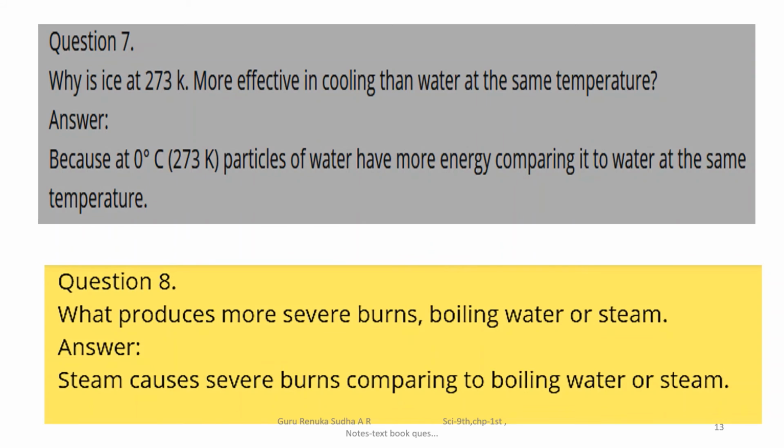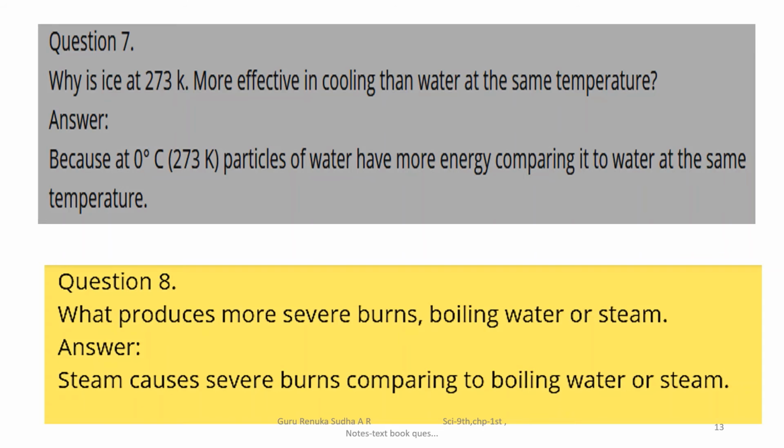Okay, move on to the next question. Question number 7. Why is ice at 273 Kelvin, which means 0 degrees Celsius, more effective in cooling than water at the same temperature? Because at 0 degrees, particles of ice have more energy compared to water at the same temperature.